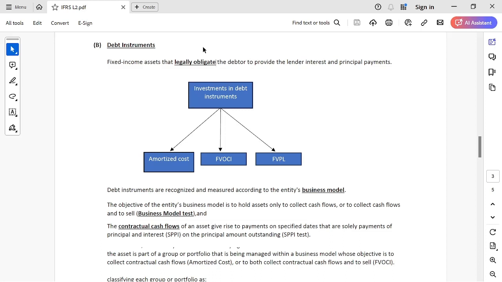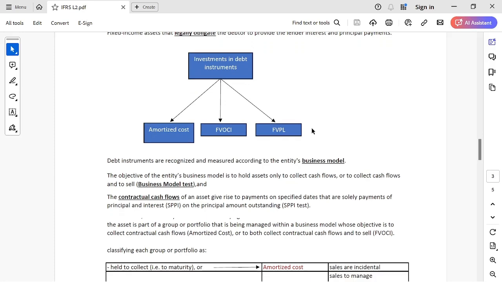And this is a legal obligation. Distributing dividends, on the other hand, to equity shareholders is not a legal obligation. So, this is the main difference. So for investments in debt instruments, we'll have three ways to measure it. Amortized cost, which in my opinion is going to be the main option we're going to be looking at, and then fair value OCI and fair value profit or loss. And we'll start with the amortized cost and then see how the other two differ from it. So mainly we'll be looking at the amortized cost model and then go through the other ones.